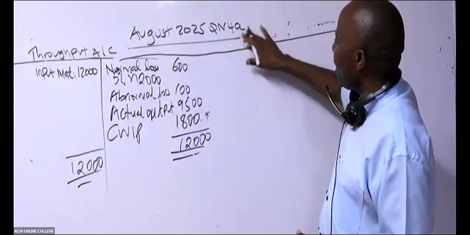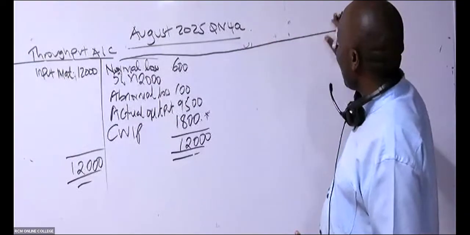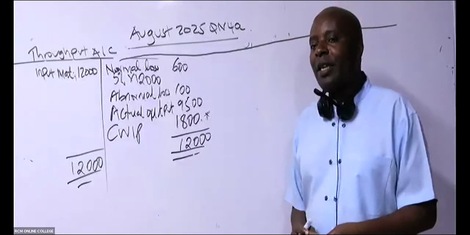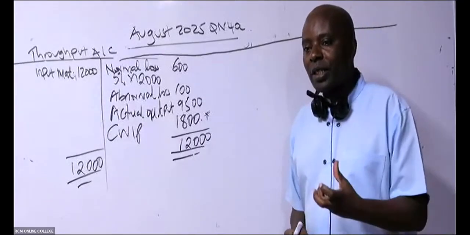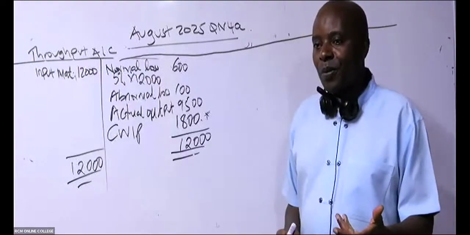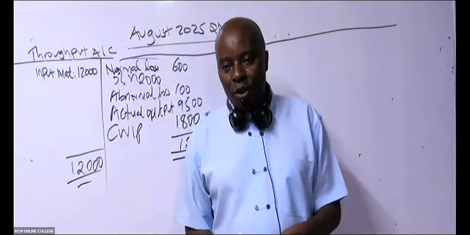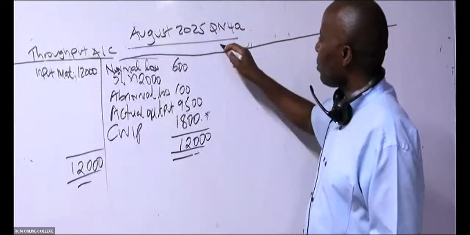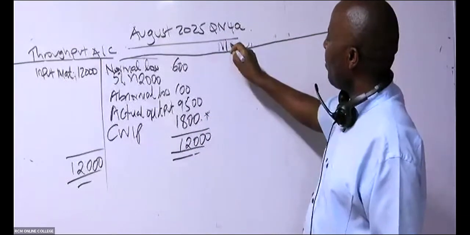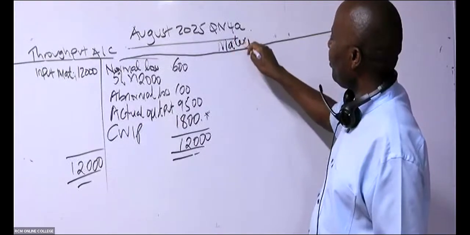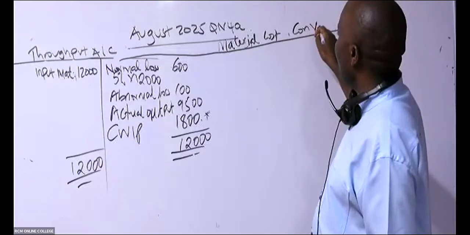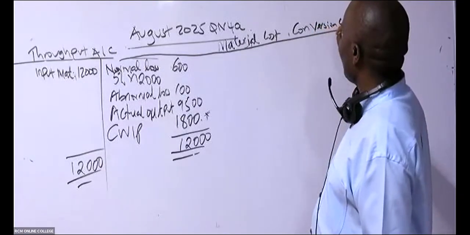So we extend this in terms of the cost items given. So what cost items are they giving us in this question? Are you able to see costs? There are only two. We have material costs, and there are only two. Material costs and what we call conversion cost.